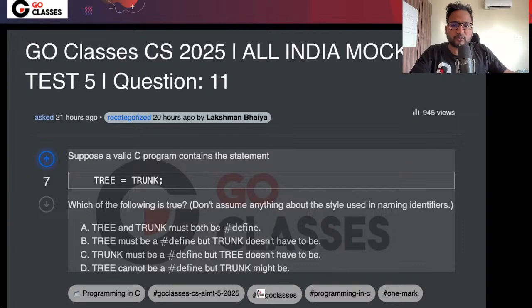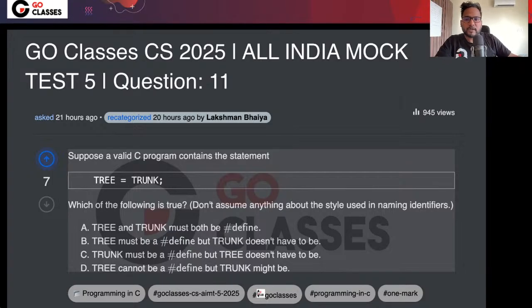The next option says that tree must be hash defined, but trunk doesn't have to be hash defined. In this particular question, you are using tree on the left and trunk on the right. So obviously, trunk doesn't have to be hash defined. If you want, you can define trunk, but it doesn't have to be hash defined. But can the tree be hash defined? This is the main question, because you are using it on the left.